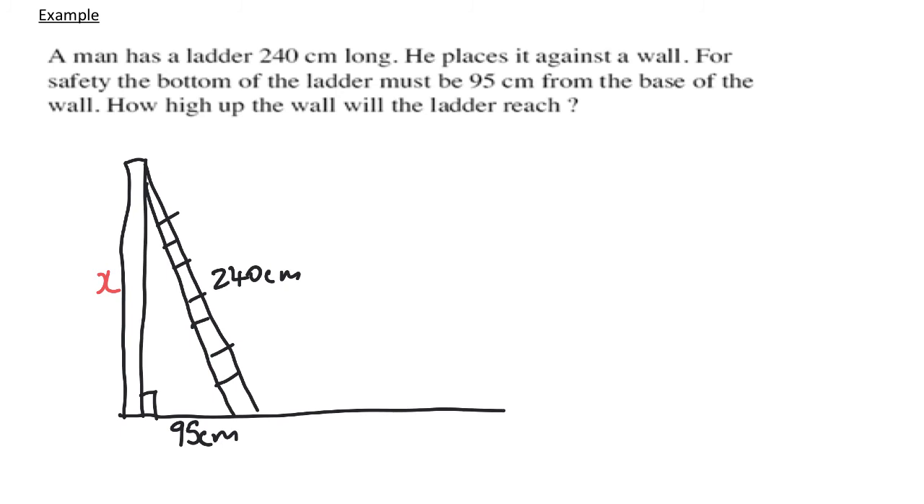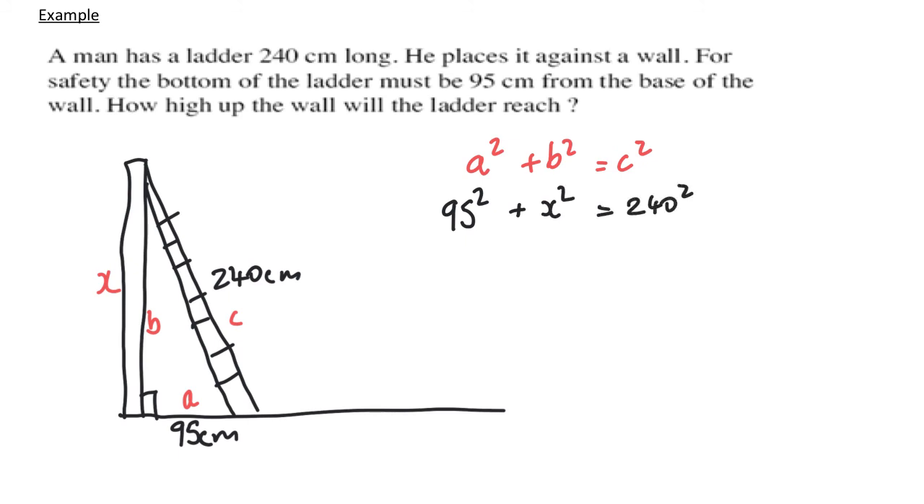So what we've got is a right angled triangle. We can use Pythagoras Theorem. The hypotenuse is C, and the other two sides are A and B. We write out Pythagoras Theorem, a squared plus b squared equals c squared. Sub in our values. So we've got 95 squared plus x squared equals 240 squared. So using our calculator, we get that 95 squared is 9,025 plus x squared equals 57,600.